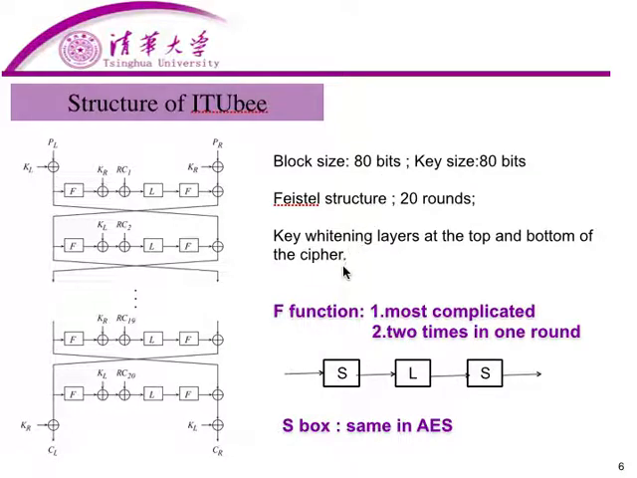However, what I want you to notice most is the F function. The F function is used two times in the round function. And for your information, the F function is the most complicated part. It consists of two S-boxes and one L layer. And the S-box used here is the same as in AES.